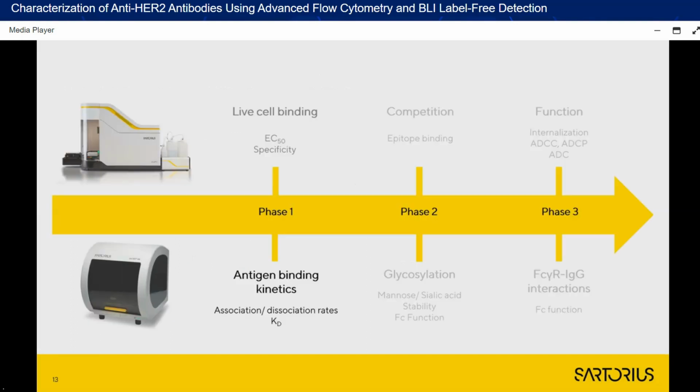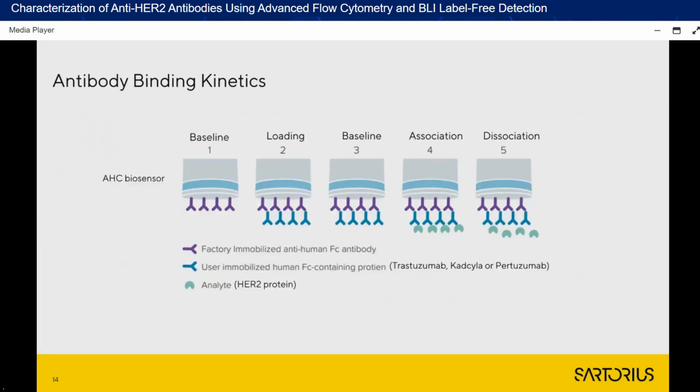So next we had a look at that antigen binding kinetics on the Octet. So as I mentioned earlier, we used the AHC biosensors in order to measure this. So they come pre-immobilized with an antibody for Fc capture of human antibodies, and this meant that we could capture our human Fc containing proteins, so the trastuzumab, Kadcyla, or pertuzumab, and that was in the loading step. And then we can measure both the association and dissociation of our analyte, which in this case was the soluble truncated form of the HER2 protein.